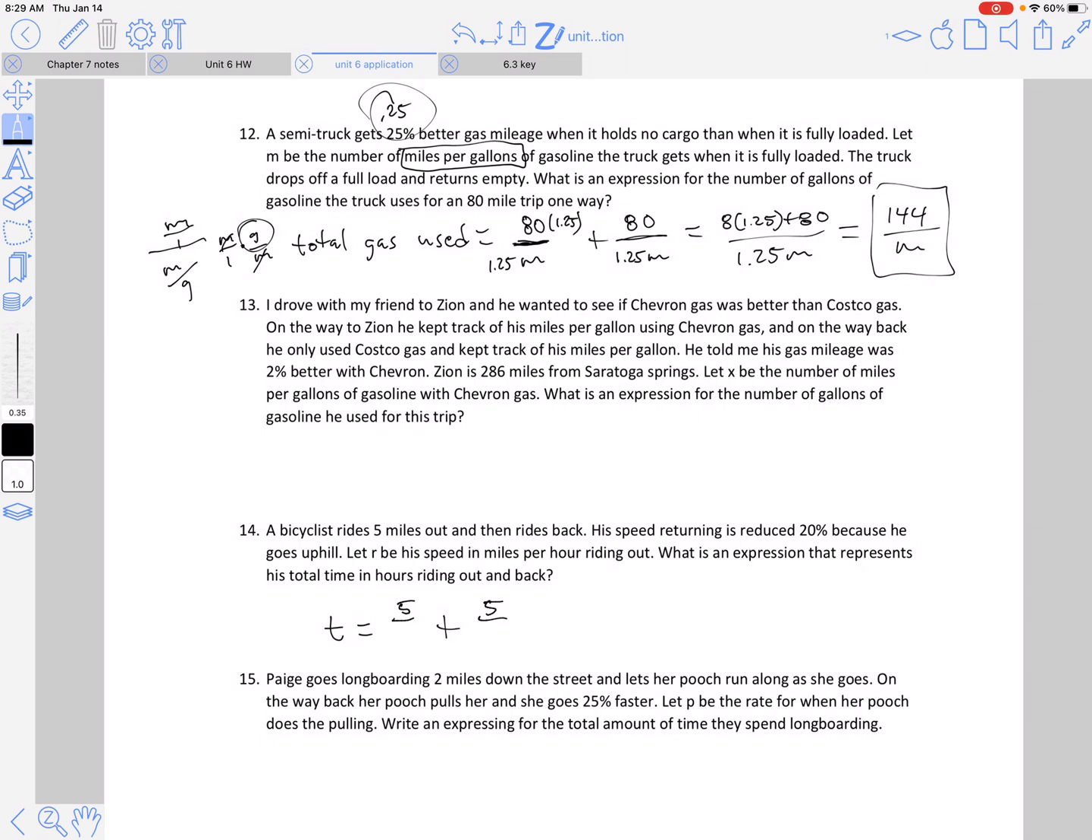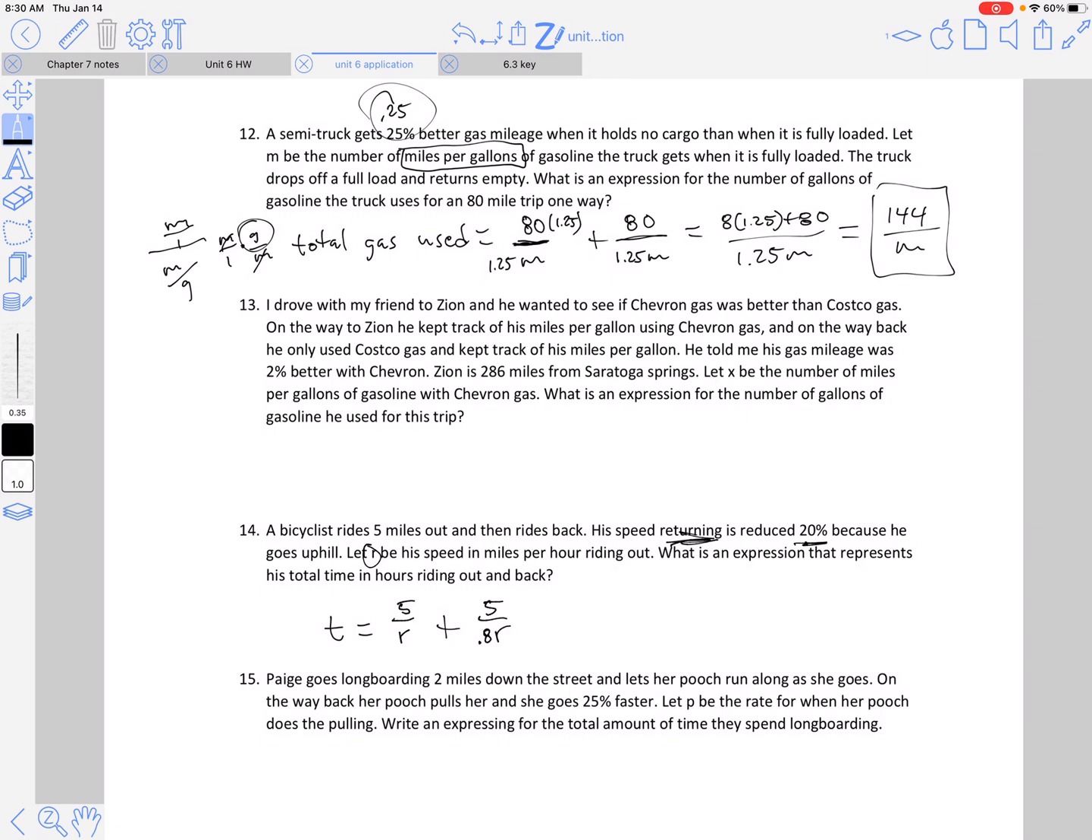His speed returning is reduced by 20%. Let R be the speed in miles per hour riding out. So 5 divided by his rate, right here, riding out. And then when he returns, he's going to go uphill. And it's reduced by 20%. So if we think normally he has 100% of that rate, if we take away 20% from 100% of that rate, we're going to get 0.8, changing it to a decimal. So he's going to get 80% of what he can normally do if it's reduced 20%.